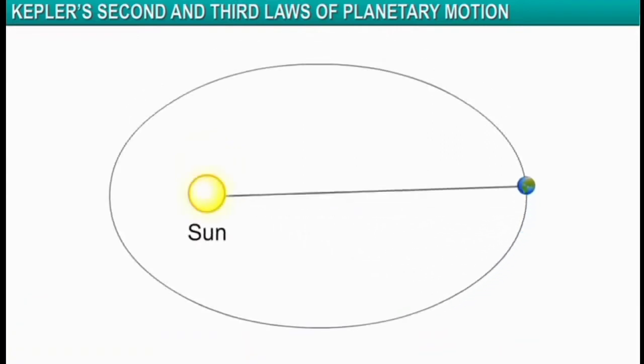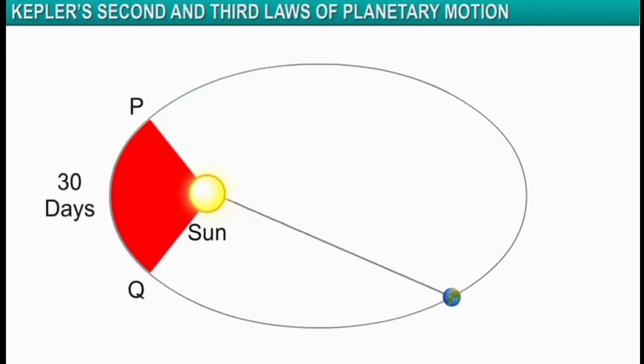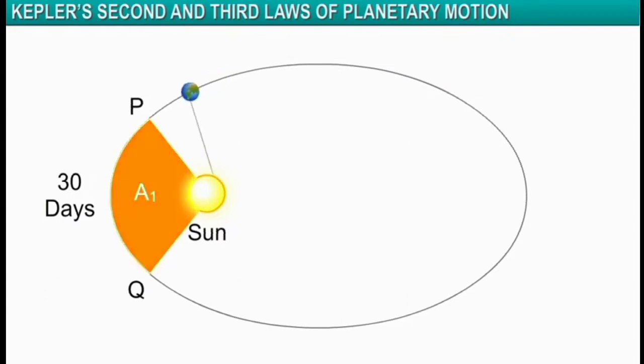Let's explain this through an example of Earth's movements. Suppose the Earth takes 1 month, that is 30 days, to travel from point P to Q on its orbit. Imaginary lines drawn from the Sun to points P and Q, together with the Earth's orbit, enclose a roughly triangular area.